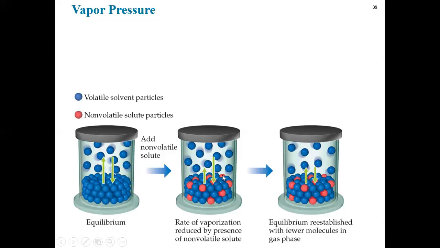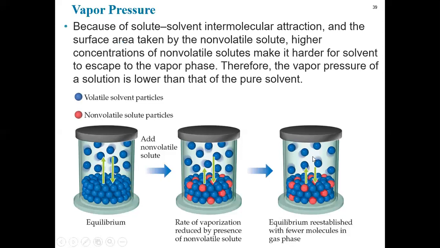So after we consider these few possibilities, at a new equilibrium we can see there are fewer blue particles in the gas, which means the pressure of the vapor is lower. Right, so this is the vapor pressure lowering.